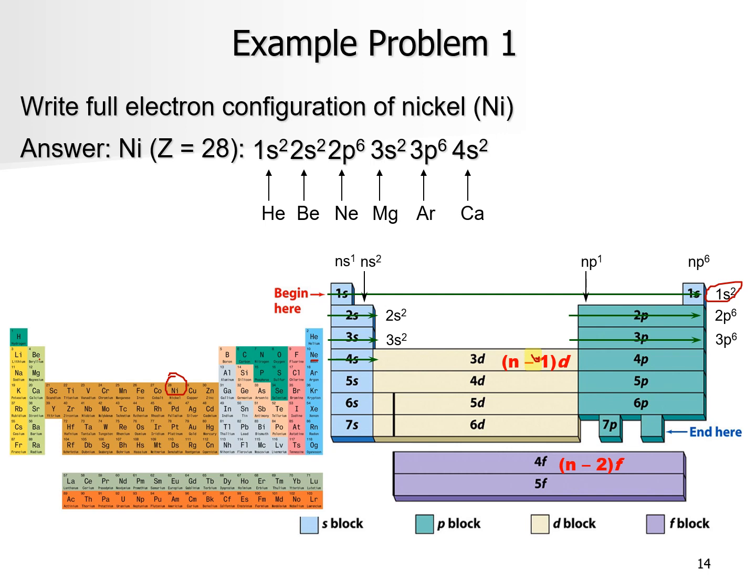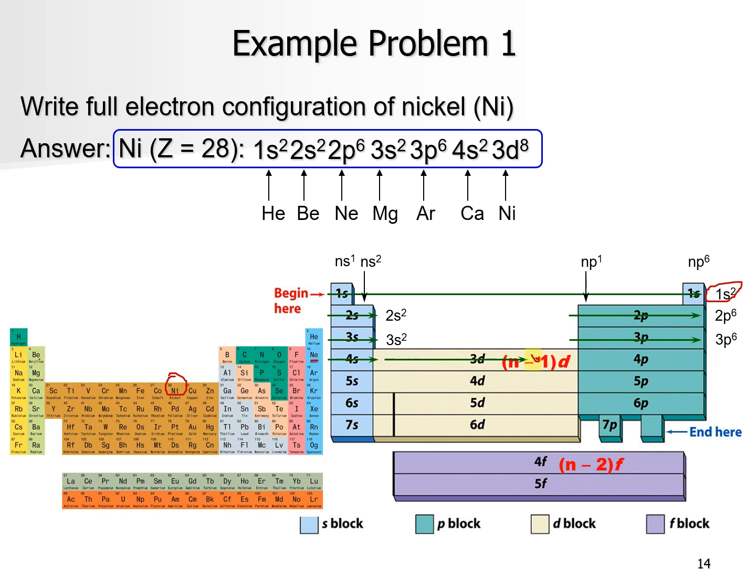And where is nickel in this 3d block? 1, 2, 3, 4, 5, 6, 7, 8. It is the 8th element in the 3d block, meaning 3d8. This is the full electron configuration of nickel.